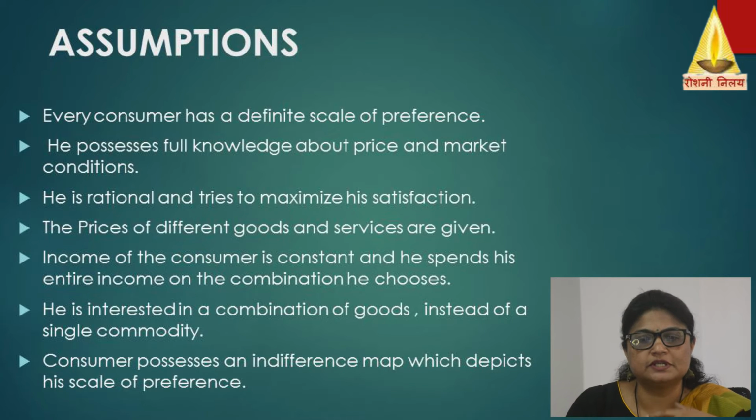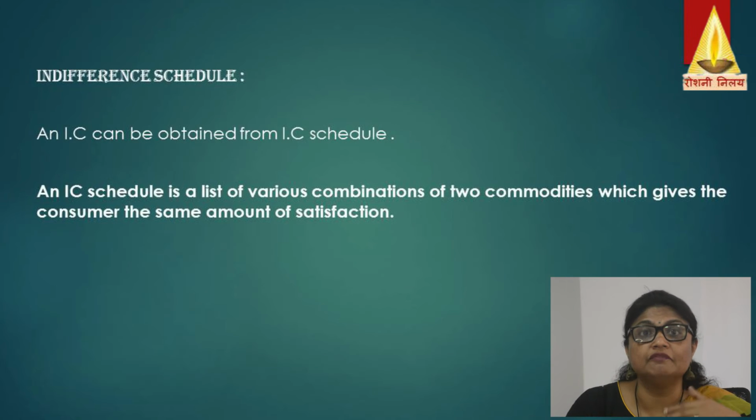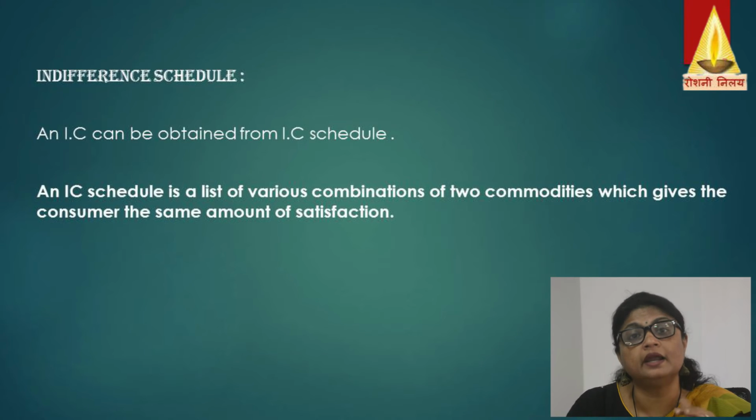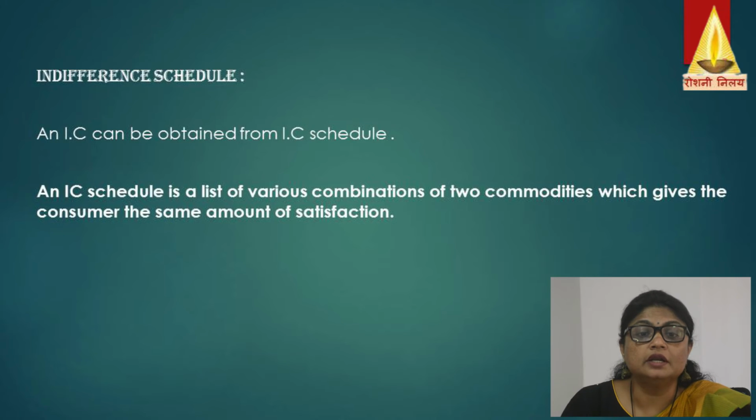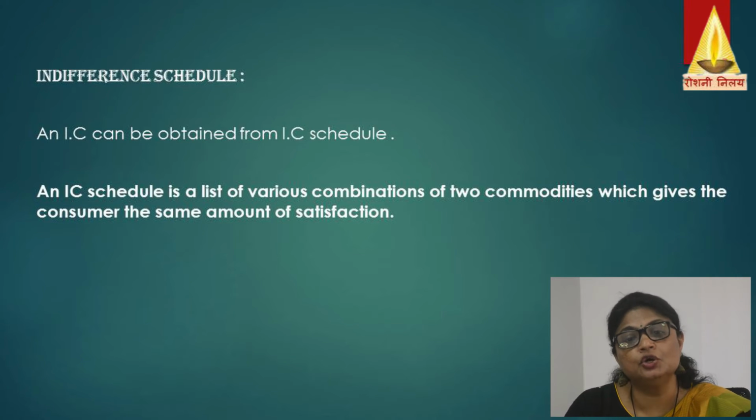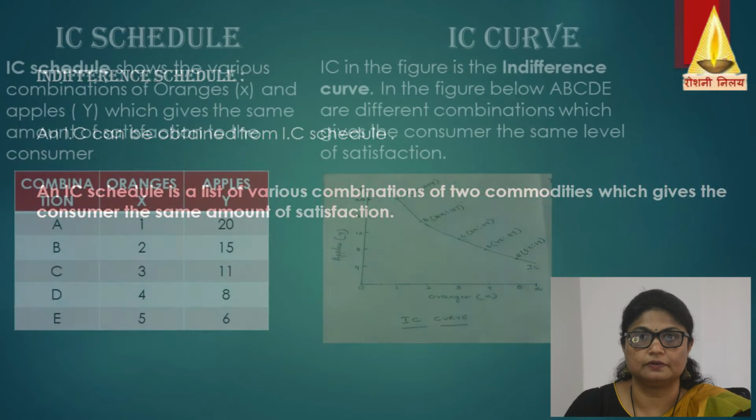Now the consumer possesses an indifference map which shows his scale of preference. Before drawing an indifference curve, you have to have an indifference schedule. Only if you have an indifference schedule can you obtain the IC curve on the basis of this schedule. Now what is this indifference schedule? It is a numerical statement. It is a list of various combinations of two commodities which give the consumer the same satisfaction.